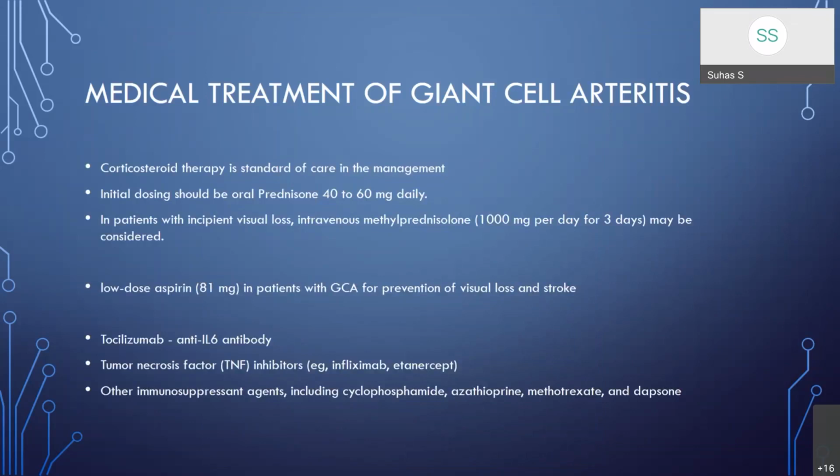Coming to medical treatment, corticosteroid therapy is the cornerstone, and oral prednisolone is given. In patients with visual loss, intravenous pulse prednisolone will be given. Low dose aspirin is also given. Newer agents like tocilizumab, that is anti-interleukin 6 antibody, tumor necrosis factor inhibitors like infliximab and etanercept, immunosuppressive agents cyclophosphamide, azathioprine, methotrexate, and dapsone all have been used in the medical management.